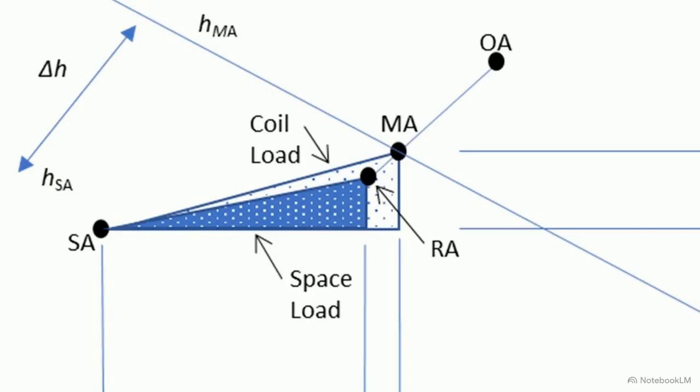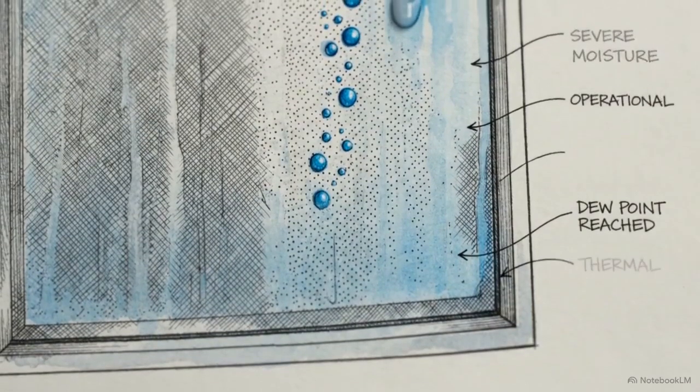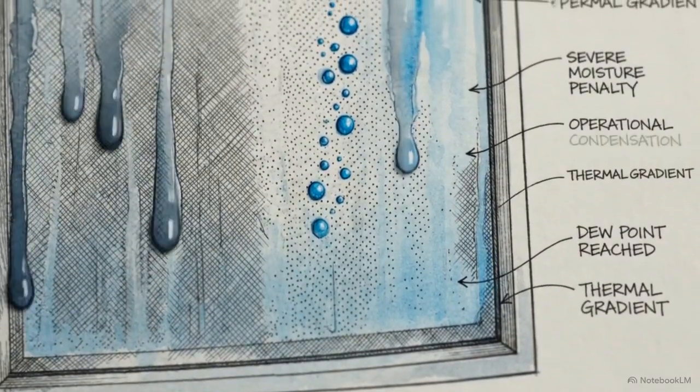This diagram isolates sensible and latent cooling. The solid inner triangle is the space load, lowercase q. The shaded outer triangle represents the total coil load, uppercase Q. The difference in their areas is the exact energy penalty imposed by outdoor ventilation air. Equipment must be rigorously right-sized to match the dimensions of this outer triangle.